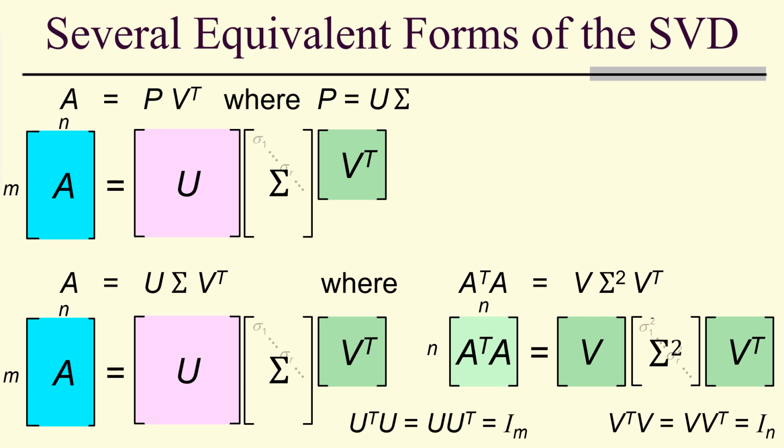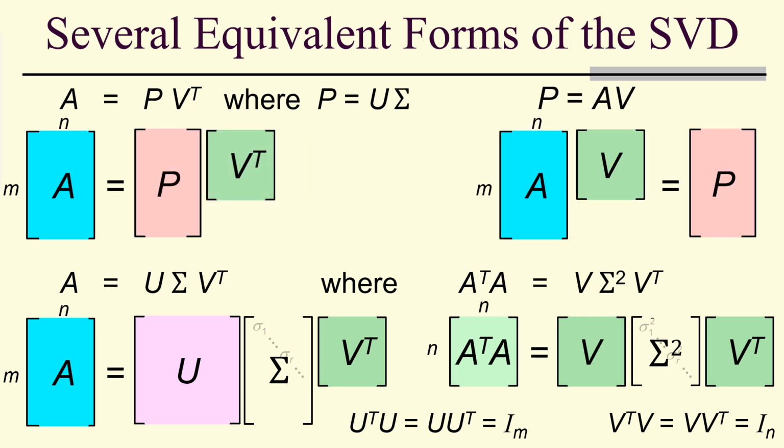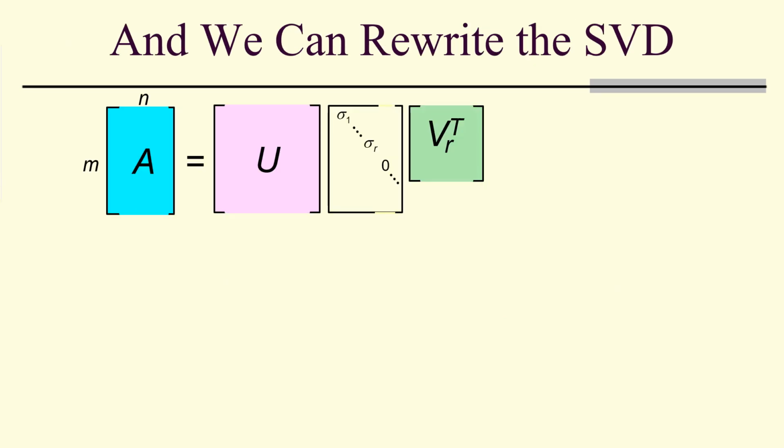Equivalently, we often have A equals P V transpose, where P is equal to U sigma. And P, therefore, has to be A V, because V transpose V and V V transpose are both the identity. And we also have this relationship, A V equals U sigma. And we can rewrite the singular value decomposition.